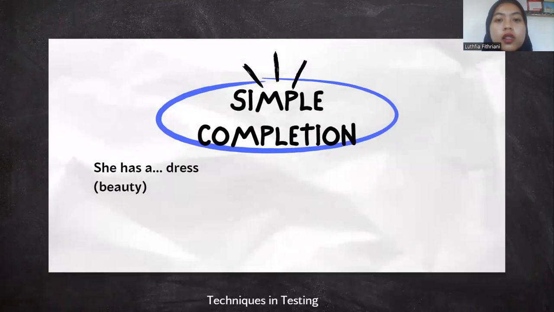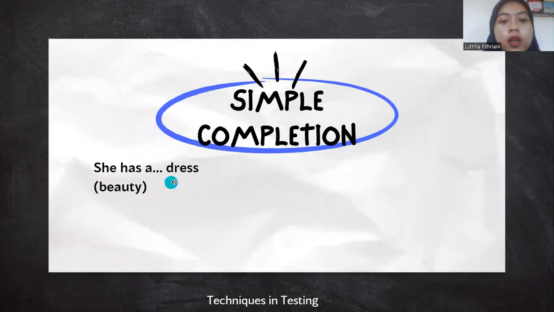Now we will move to the last type of vocab test. It's called simple completion. So what is simple completion? It is a vocab test in which the student has to write the word in the missing part of the sentence. As you can see on the screen, this is an example of simple completion. She has a blah blah blah dress, and the clue is beauty. So the student has to fill in the missing word with the appropriate answer based on the clue.